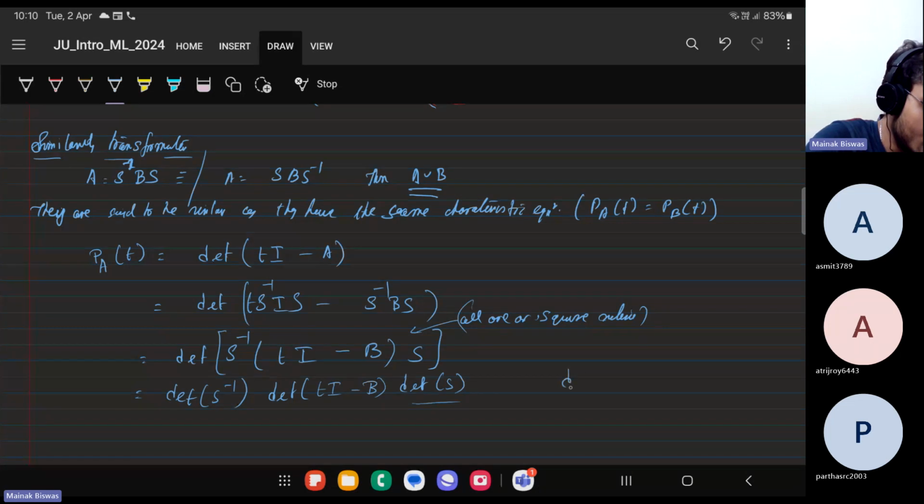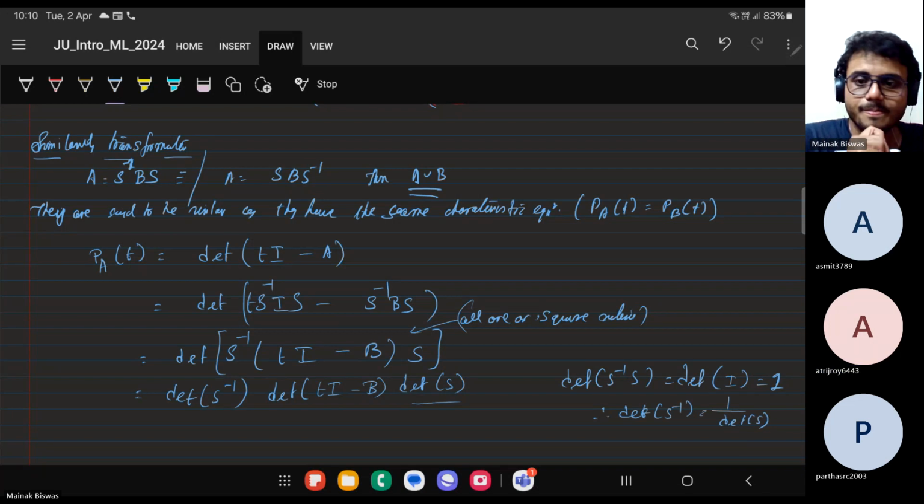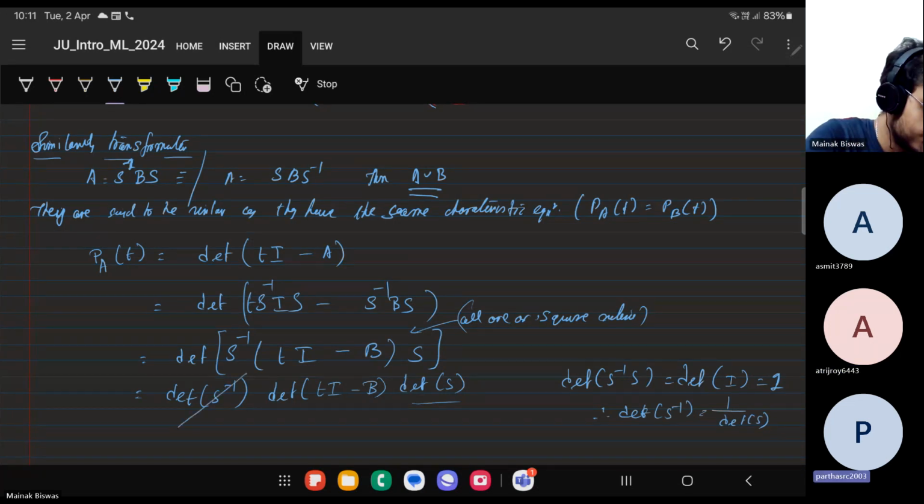And we know the determinant of S inverse S is equal to the determinant of identity, which is equal to 1. Therefore, the determinant of S inverse is equal to 1 by the determinant of S. Yes or no? Yes. So this is P_B of t.